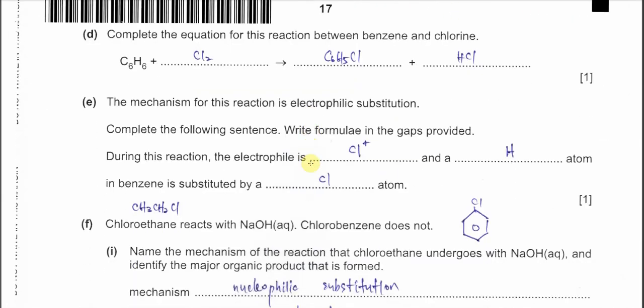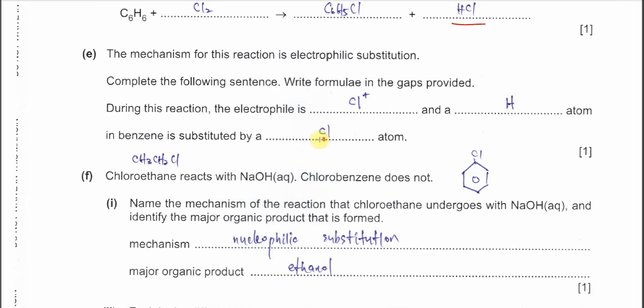Okay, part B. Complete the equation for the reaction between benzene and chlorine. This is very easy. So chlorine with benzene ring. One chlorine will substitute the hydrogen, and the hydrogen that gets substituted will combine with the remaining chlorine to form HCl. Right. So this is the equation.